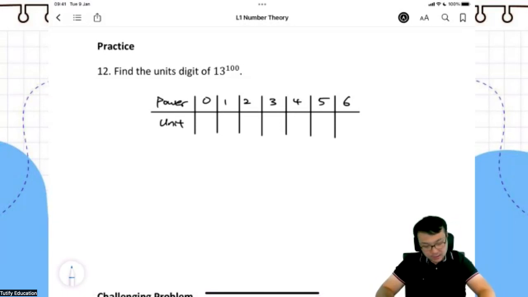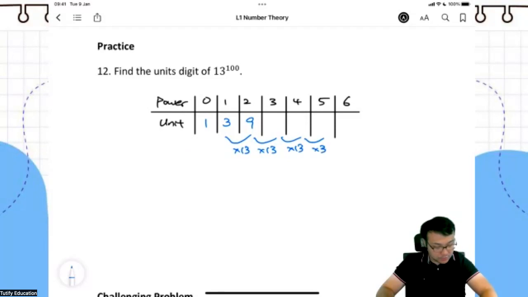Usually, okay? Now, 13 to the power of 0. Any number to the power of 0, you get 1. 13 to the power of 1 equals 13. You just need to write down the ones digit. 13 to the power of 2. You just keep on multiplying everything by 13, but you only need to write down the last digit. Then you will start to see a repeating pattern. I'm going to give you 2 minutes to try out this question. Can you type your answer in the chat?